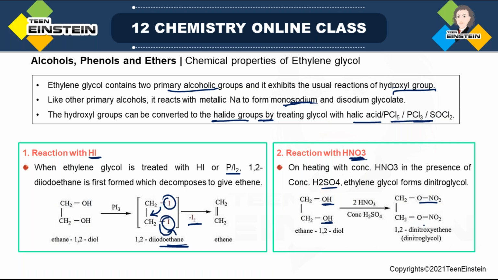then an oxygen-nitrogen bond. It is not that carbon is attached to nitrogen. No, it is not that. So if you write this molecule as CH2NO3, it will be wrong. It is not the correct way to draw the molecule. It should be written as CH2O then NO2. So it is known as dinitroglycol, but the IUPAC name will be 1,2-dinitroxyethane.